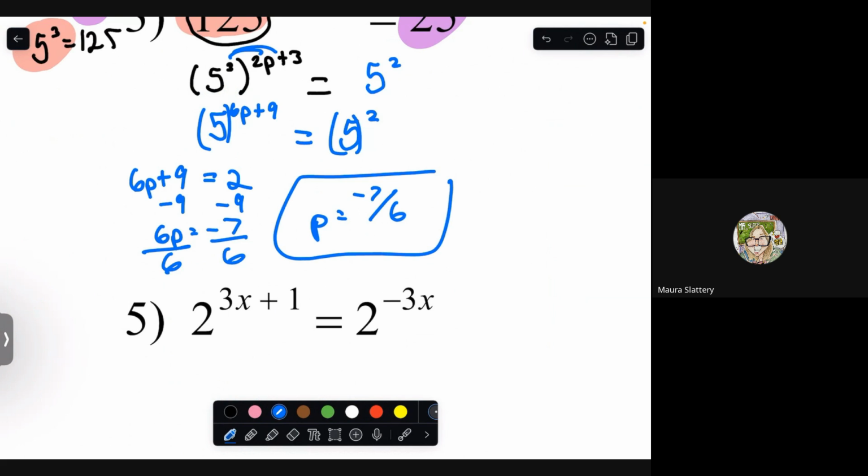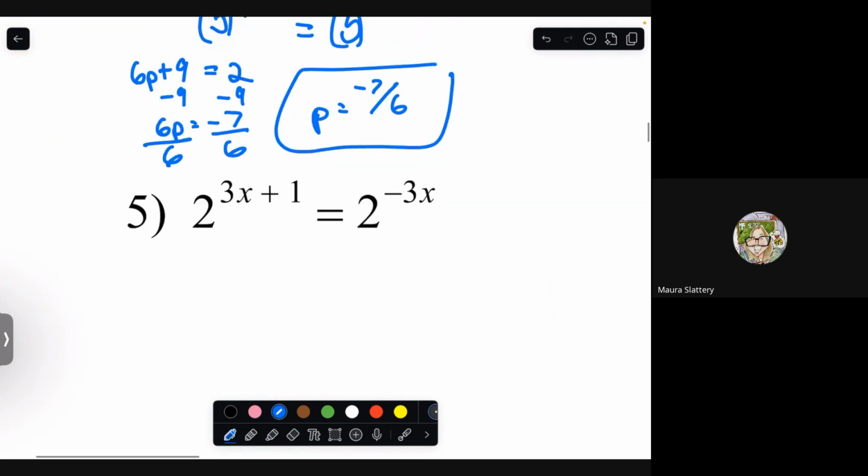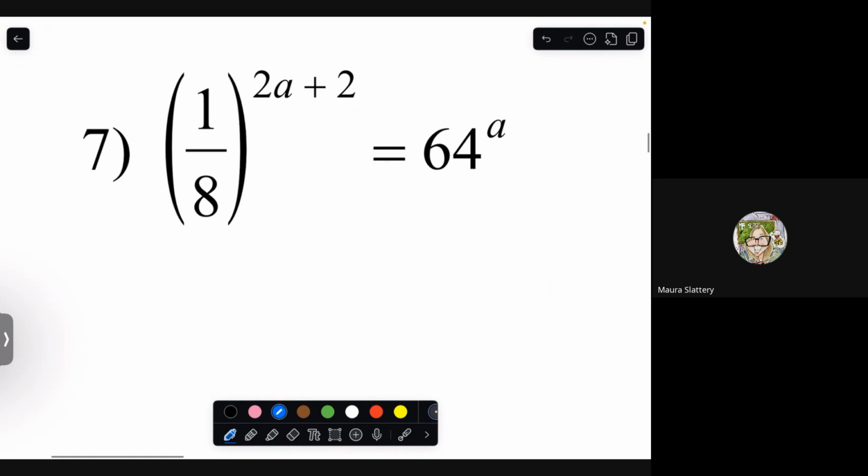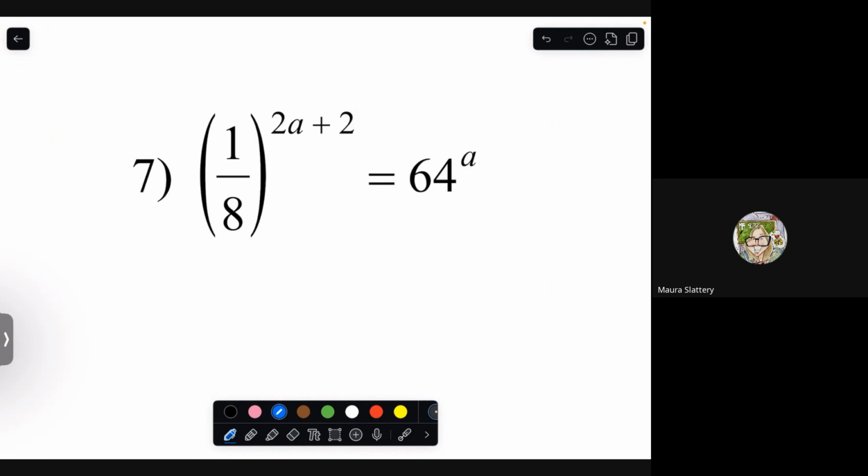Let's go to number 7. All right. So there's a couple of different ways we could get these in the same base here. Does anybody have any suggestions? Ari? Okay, so you're thinking base 8. Yes, we could do base 8 here. What other base could we do?